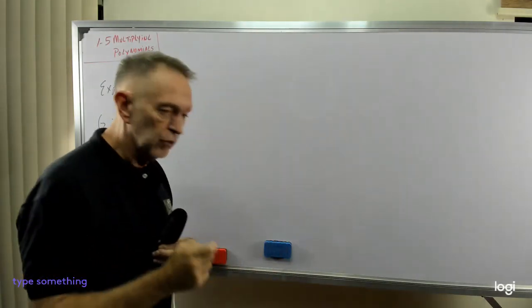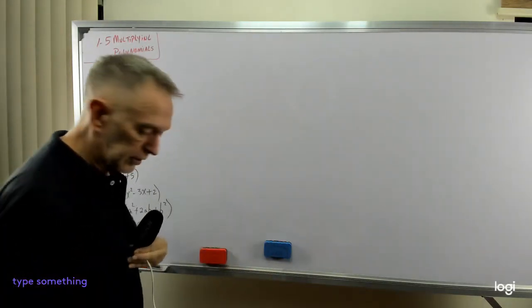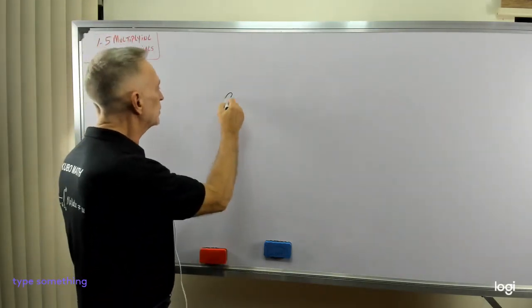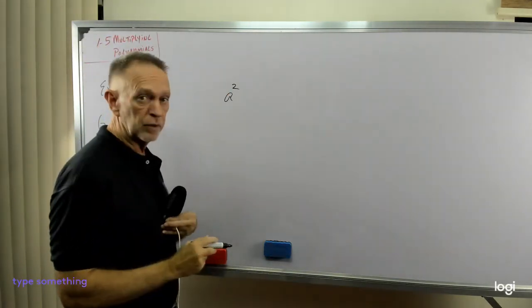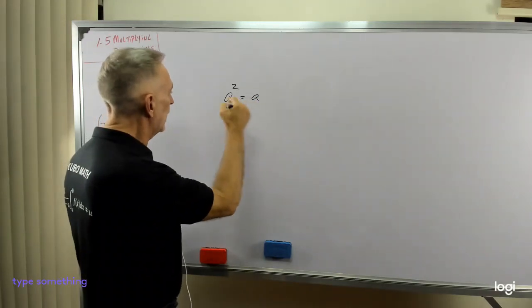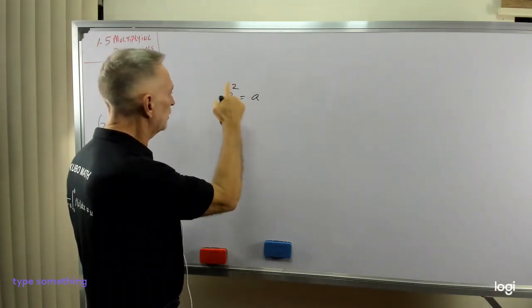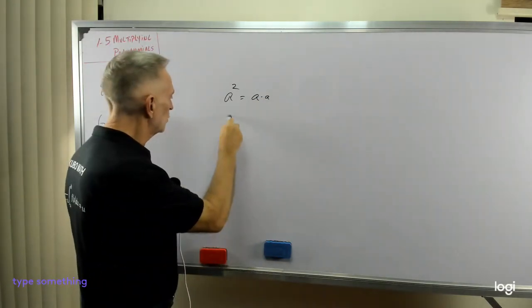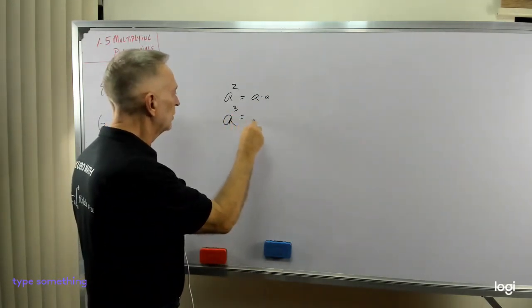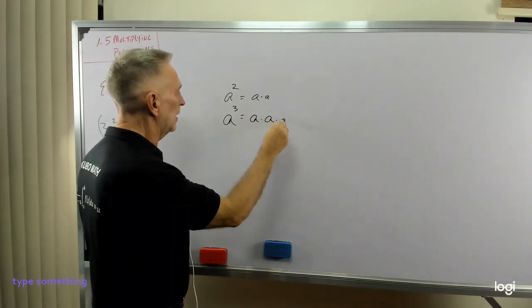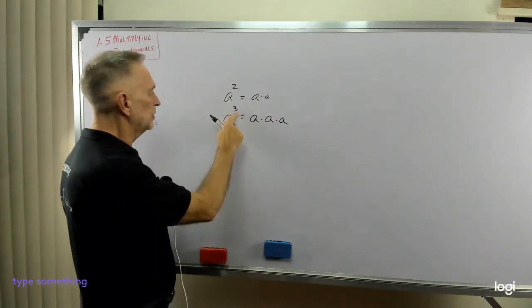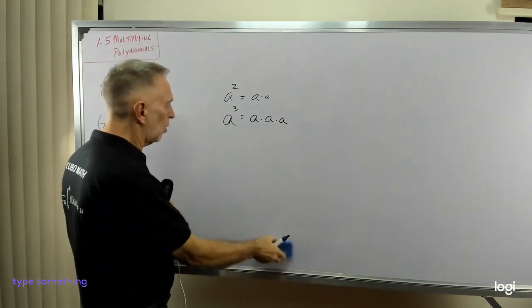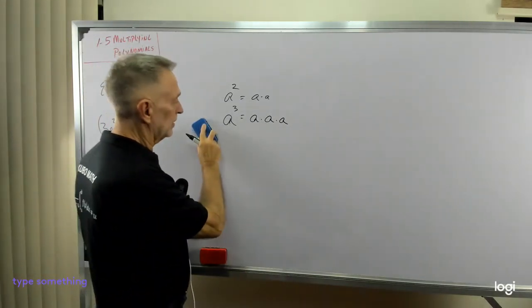So you'll recall when we talked about exponents in previous videos, if I have, let's say, a to the second power, well, that means I have a times itself 2 times. So I have a times a. So a to the third power is a times a times a, a times itself 3 times. So recall that because we're going to use some of this in a moment.